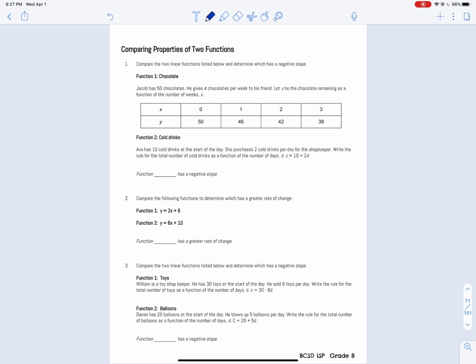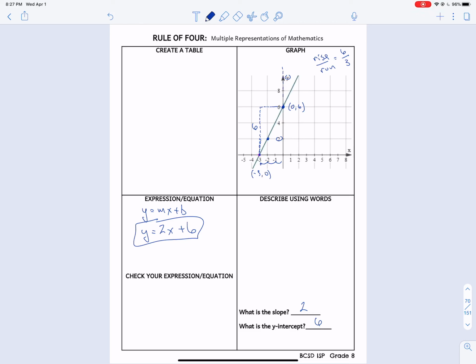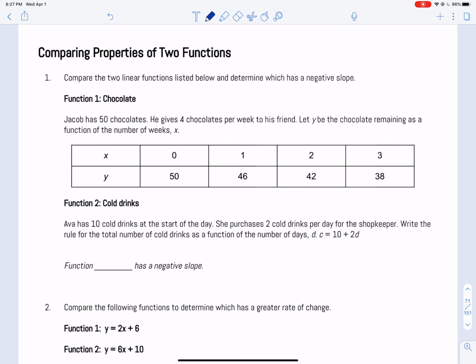So here we have 2 different functions, and we're just asked to compare them. So it's basically comparing 2 different forms of functions. Just like the rule of 4, we can compare graphs and tables, tables and equations, equations and descriptions, descriptions and graphs. So this is what we're doing, just taking it piece by piece.